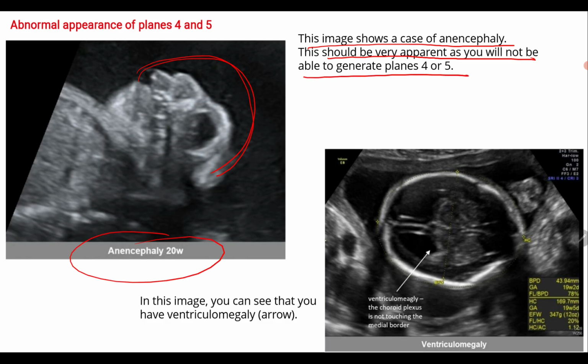In the second image, you can see this is the ventricle. The ventricle size is more than 10 mm. That is more than 10 mm. This is the biparietal diameter and head circumference measured in the transthalamic plane. In ventriculomegaly, the choroid plexus is not touching the medial border. In this image, you can see how ventriculomegaly is seen.